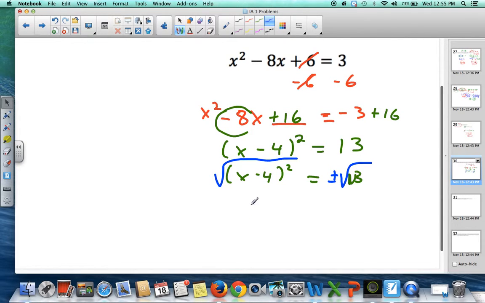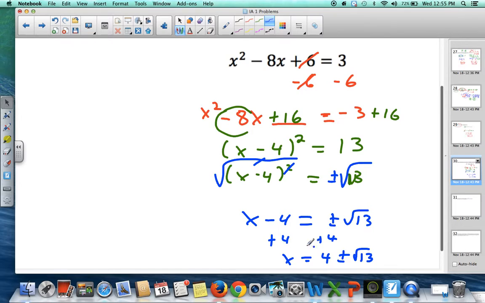So that becomes x minus 4, because the square root and the square cancel each other out. x minus 4 equals plus or minus the square root of 13. I have to add 4 to both sides. Add that to 4. x equals 4 plus or minus the square root of 13. That's the answer we're looking for.